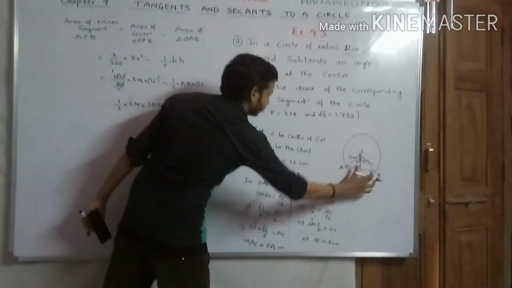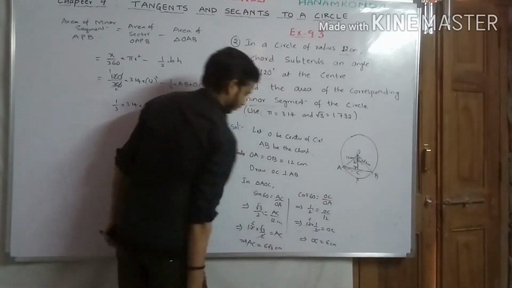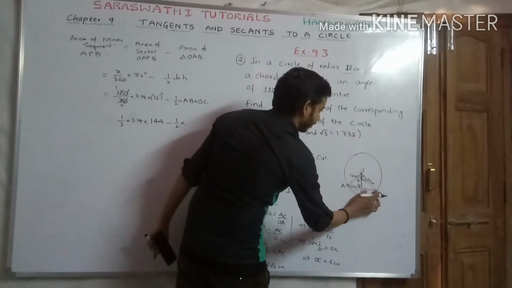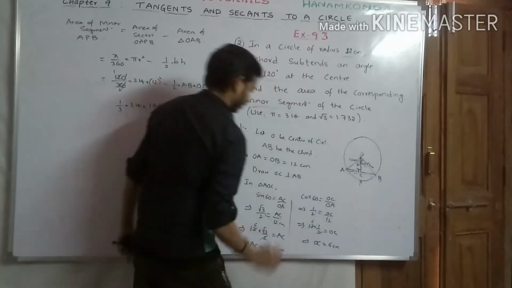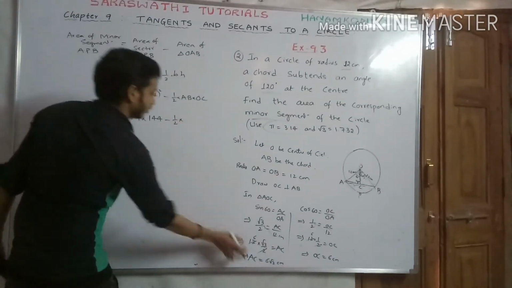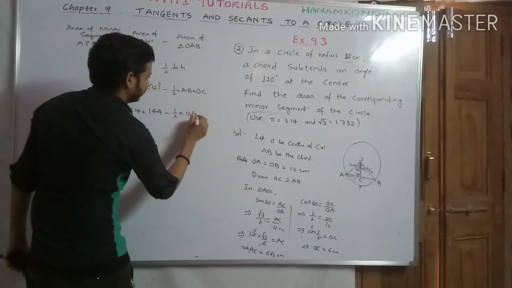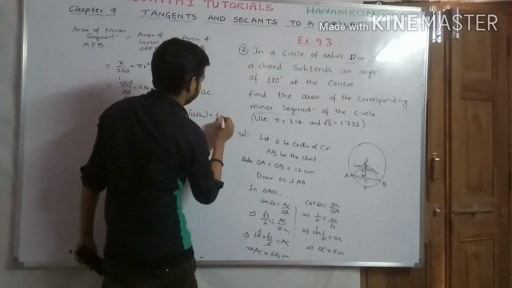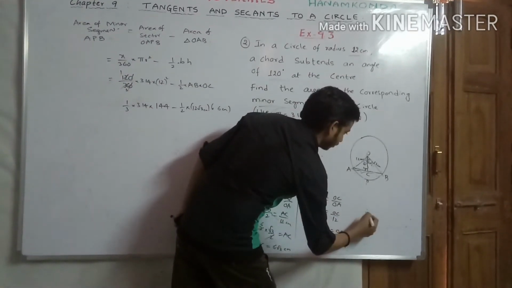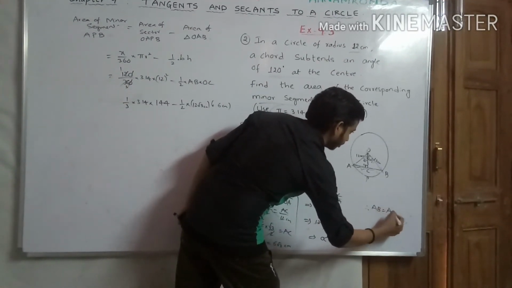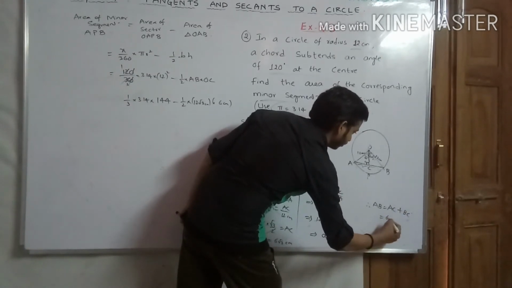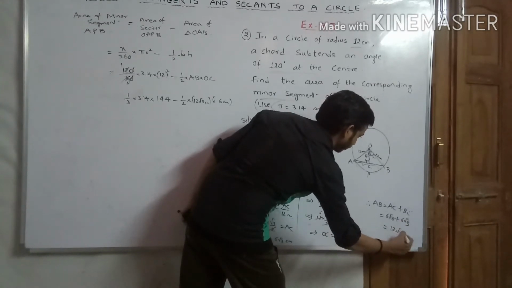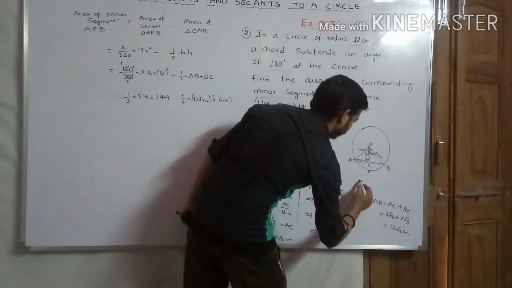So AB value can be obtained as AC plus BC. AC value we got is 6 root 3 centimeters. Similarly BC value also we can get as 6 root 3 centimeters. So 6 root 3 plus 6 root 3 is 12 root 3 centimeters into OC. OC value here we obtained is 6 centimeters. So therefore AB equals AC plus BC, 6 root 3 plus 6 root 3, so 12 root 3 centimeters.